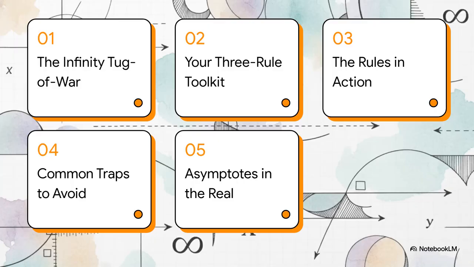So here's our flight plan for today. We'll start by digging into that infinity tug of war. Then I'm going to arm you with a super simple 3-rule toolkit. After that, we'll put those rules into action. I'll show you some common traps to avoid. And finally, we'll see where this math actually pops up in the real world.